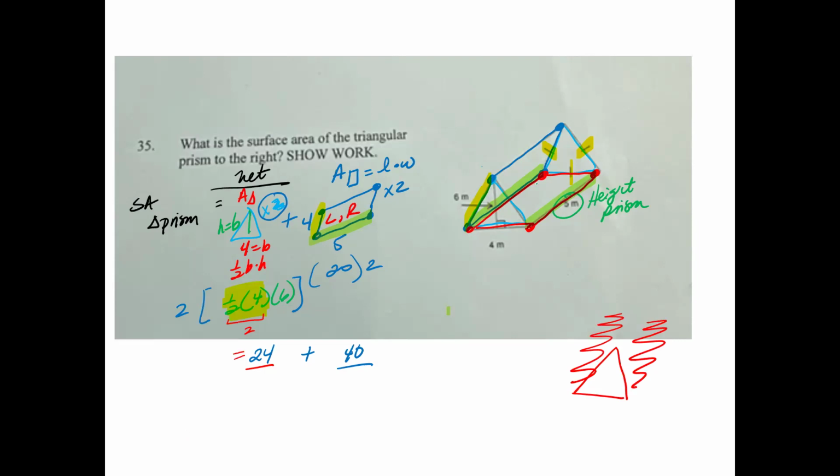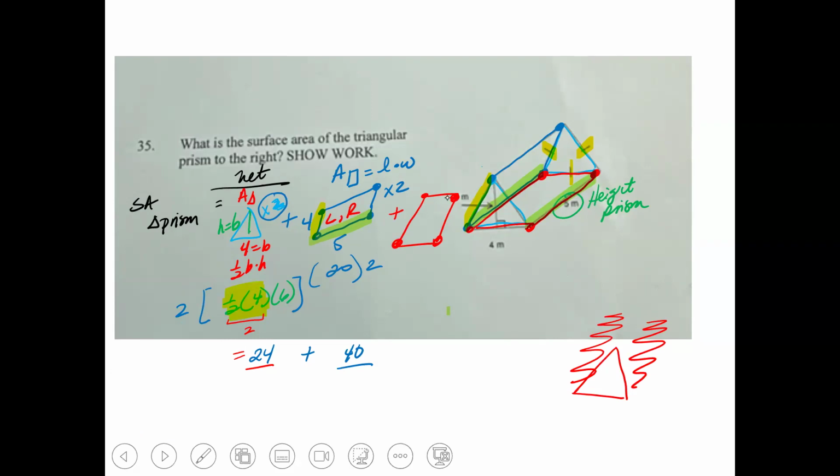This red part right here, that's the bottom. Plus, there's just one. There's only one piece of the bottom. What are the 2 dimensions for that?